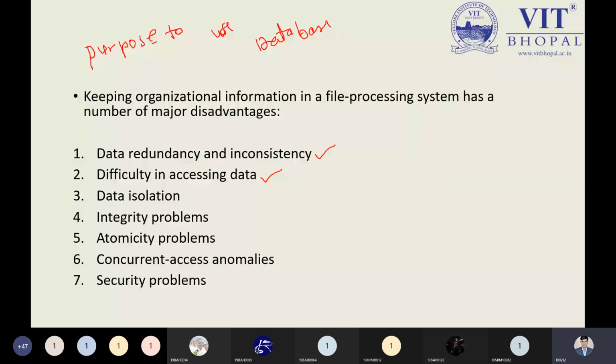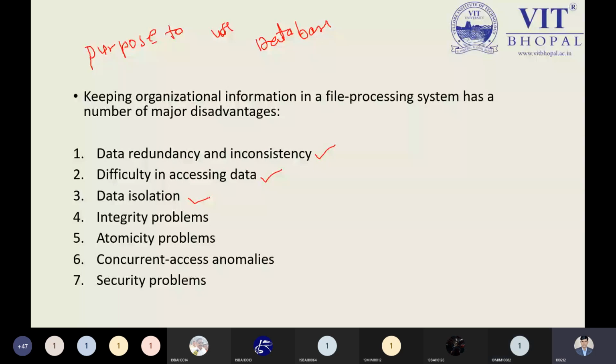Now, tell me anything about data isolation. What is meant by isolation? Sir, it means files are separated. Files are in a separated format. Okay, I agree with this one. Could you explain by an example? Sir, like if we are storing the data of students, faculty, and workers differently, these three files are separated. So in this way.